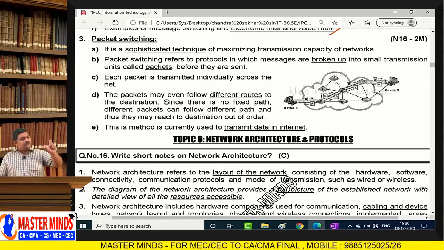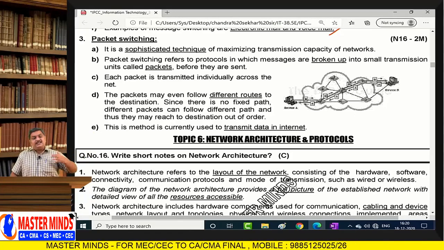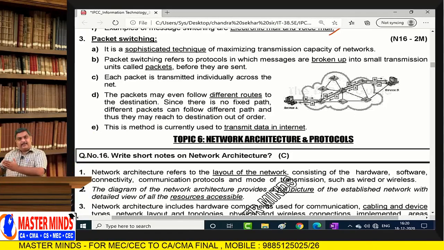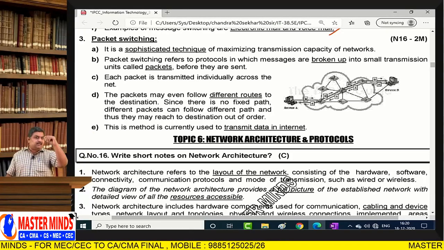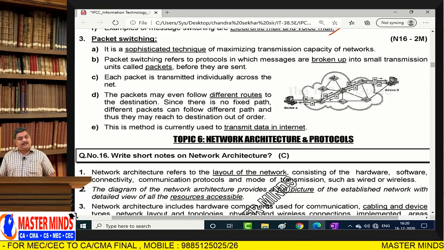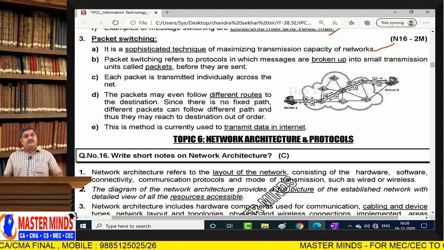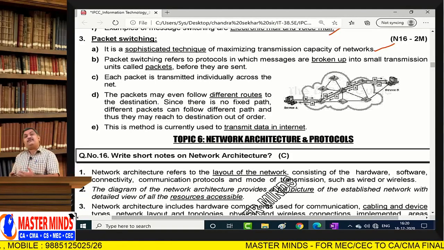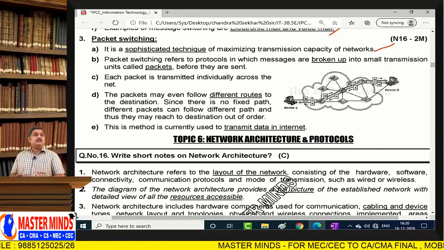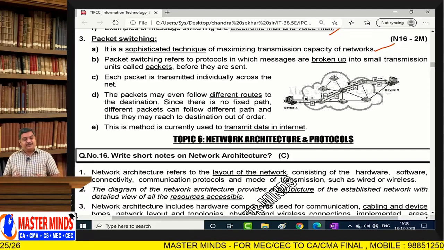See, data which needs to be transmitted from one place to another place in the internet is divided into small chunks, and each chunk is called a packet, a data packet, which contains some little data. And it is a sophisticated technique of maximizing the transmission capacity of networks. Once you perform packet switching, the data transfer will be very high, because you can send many packets using many channels. That is the advantage.